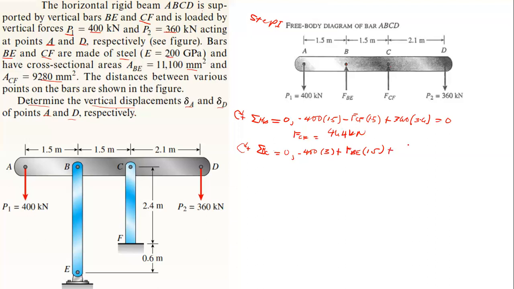Plus 360 kilonewtons times 2.1 meters, since this is 2.1 from point C, is equal to 0. Again, doing shift solve or solving algebraically, we can solve the force of BE, which is equal to 296 kilonewtons.